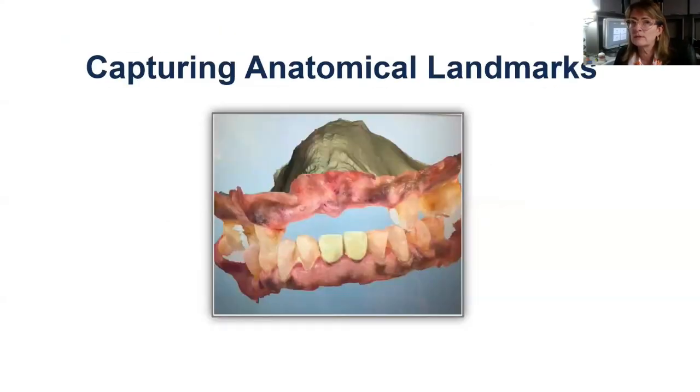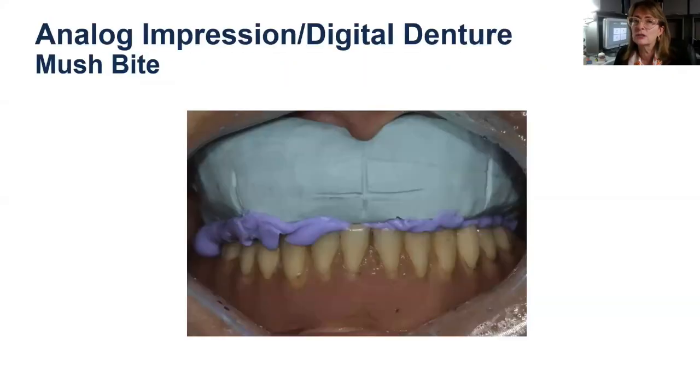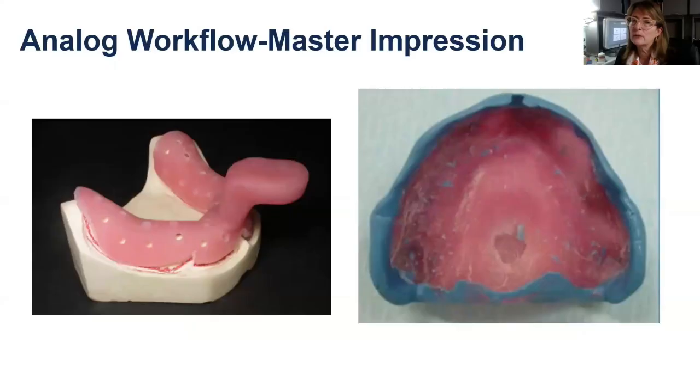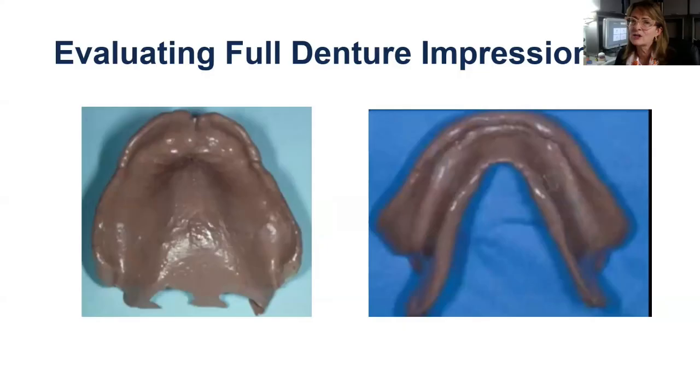And just a couple more images of what those fully edentulous, or partially edentulous in this case, images look like. Another example of that mush bite for a patient that does not have a maxillary denture, and a fully edentulous scan was taken. Or I'm sorry, this is with the analog. So here we have traditional custom tray. You can see some border molding occurred. And then the actual full rubber base impressions.